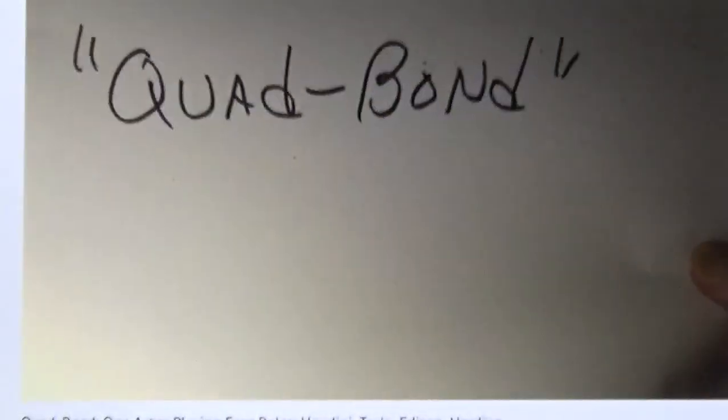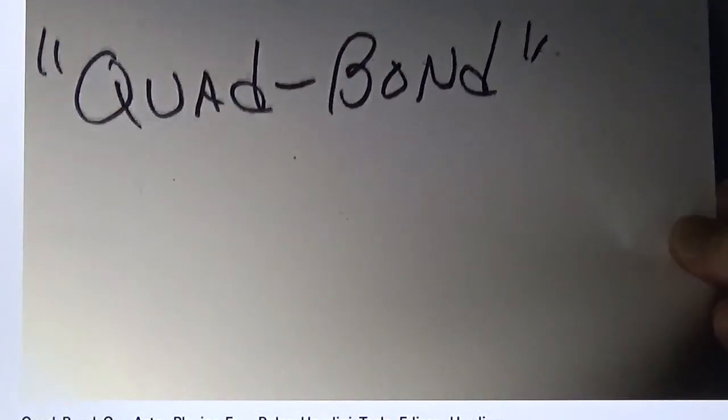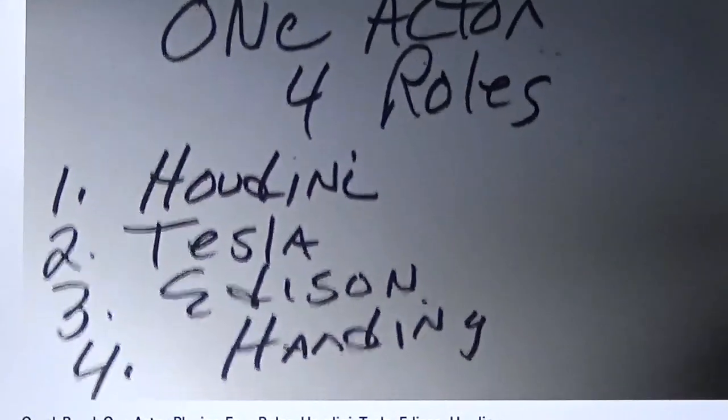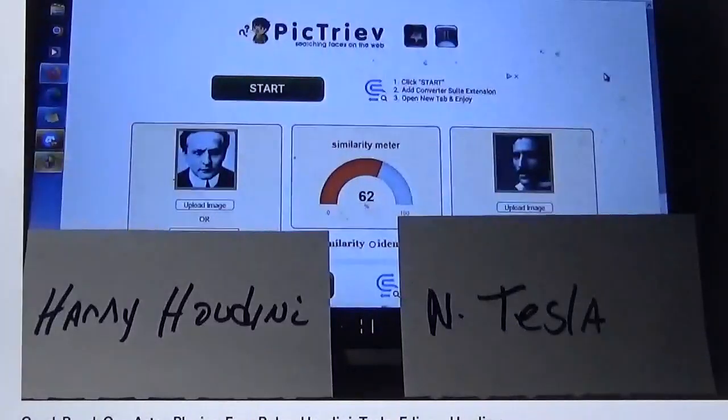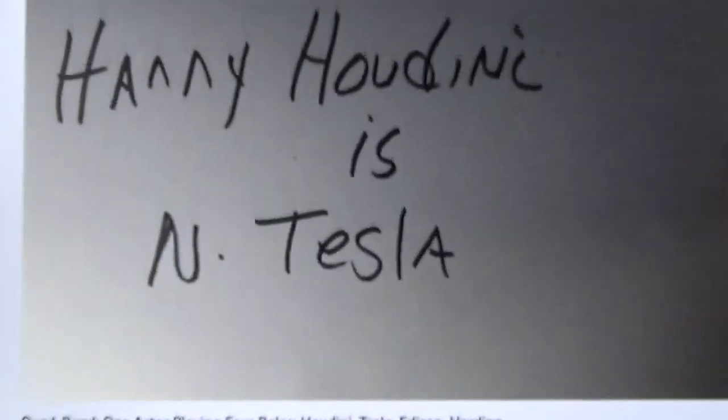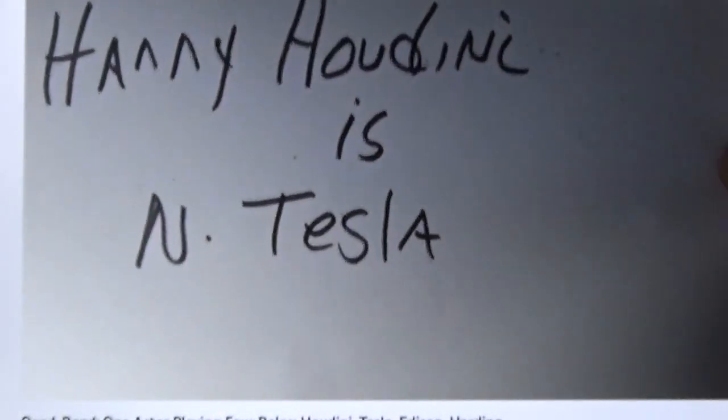Hey, well, I'm going to try to develop something I call the quad bond. Initially, I was going to first develop the tri-bond, but evidence has led me to the quad bond. What do I mean? One actor playing 4 roles. That's right. Houdini, Tesla, Edison, and Harding. So we'll start with Harry Houdini is Nikola Tesla.